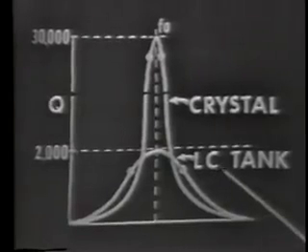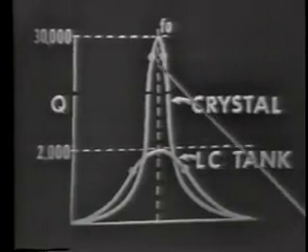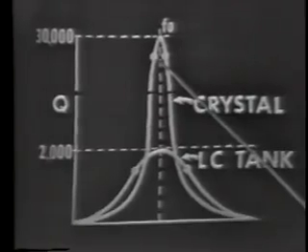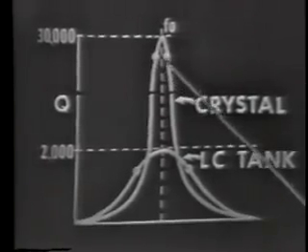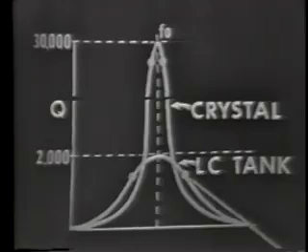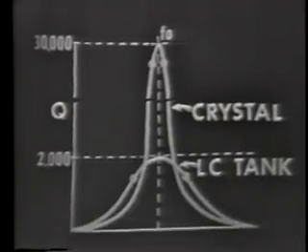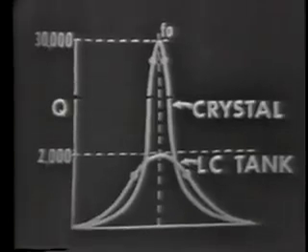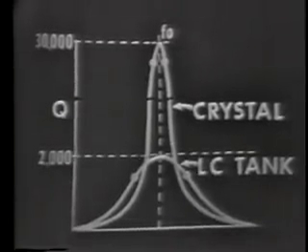Now, because of the high Q, this would mean that the crystal would have better frequency stability, because its bandwidth is much more narrow than that of the LC tank circuit. Then at this time, let's complete item 10 in our TVI guide. The Q of a crystal is blank than that of an LC tank circuit. Go ahead and complete that statement.